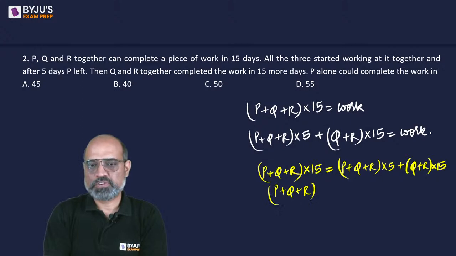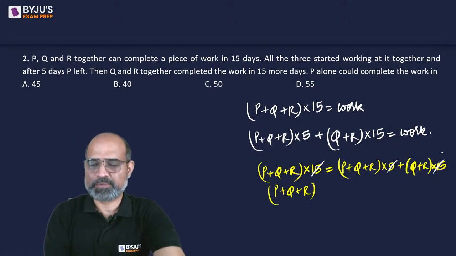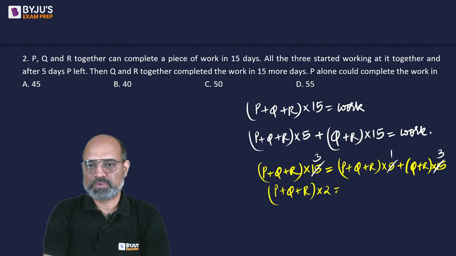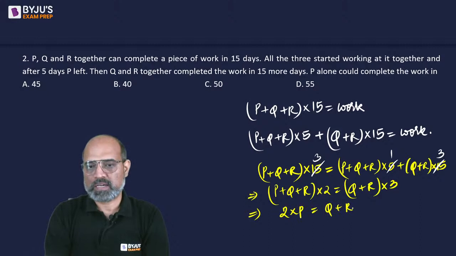So let's first simplify this. 15 and 5 are in the table of 5, so this is 3, this is 3, this is 1. So we will get P plus Q plus R into 2 is equal to Q plus R into 3. Or this is going to give us 2 into P is equal to Q plus R. Or we will have P as the average of Q and R.